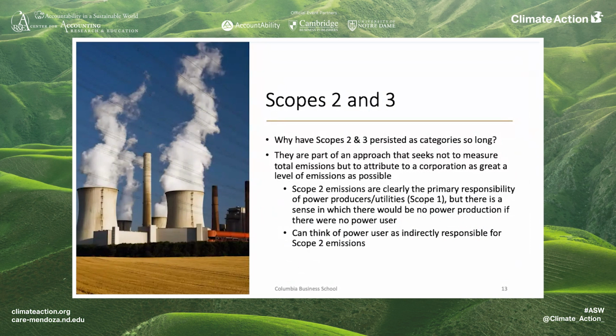Now, Scope 2 emissions are clearly the primary responsibility of a power producer or a utility, and they're their Scope 1. But there is a sense in which there would be no power production if there were no power user. So we can think of the company as indirectly responsible for its Scope 2 emissions. So in that sense, they are associated with the company.